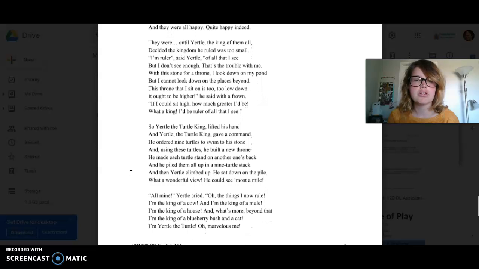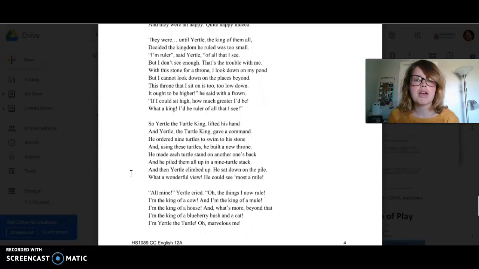"I'm the ruler," said Yertle, "of all that I see, but I don't see enough, and that's the trouble with me. With this stone for a throne, I look down on my pond, but I cannot look down on the places beyond. This throne that I sit on is too low down. It ought to be higher," he said with a frown. "If I could sit high, oh, how much greater I'd be. What a king I'd be, ruler of all that I see."